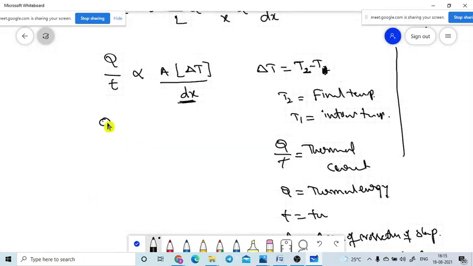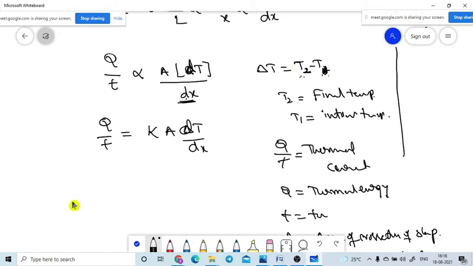Now, when we remove this proportionality sign, we need to keep a proportionality constant. Let's assume that proportionality constant is K: K A into dT divided by dx. Here I used a d now, that's why I need to use dT divided by dx. Once again, keep in mind that T2 minus T1 is the final temperature value minus the initial temperature value.